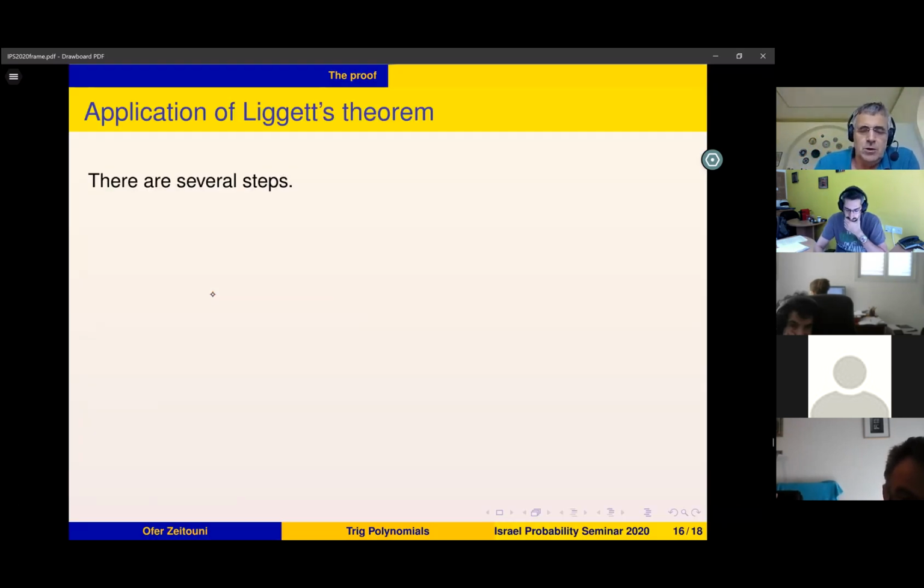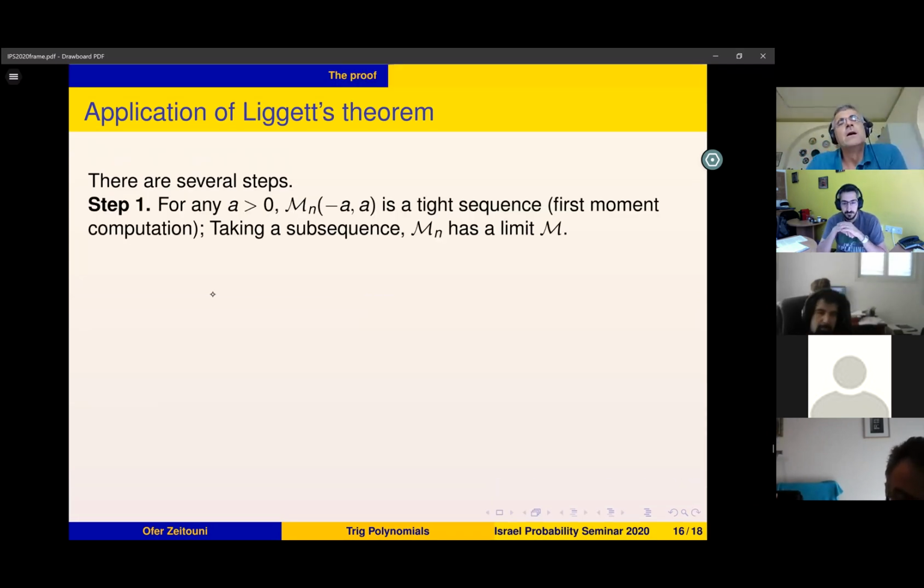So in order to tell you how to apply Liggett's theorem, there are several steps that I need to tell you. These are not hard, but they involve a little bit of computation. So the first step, I'm going to claim that Mn is a tight sequence of processes.